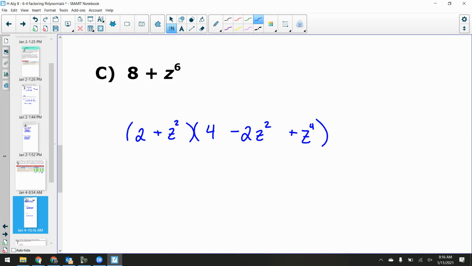So now we add on to our list of things that we have to check for a two-term. We not only have to check for difference of squares, but now we have to check for difference or sum of cubes.